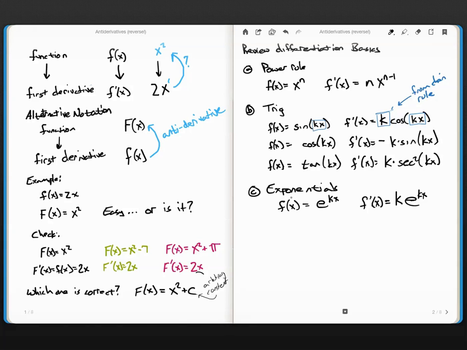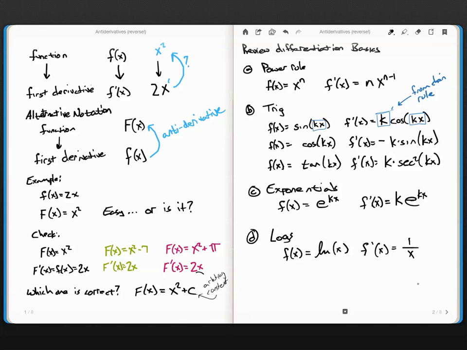Should we put logs in the same category? No, let's make it a separate category. We'll do D as logs. They're pretty close to exponentials, since they're inverse functions of each other. Like above, we'll stick with the natural log. If f of x equals the natural log of x, then we know that f prime of x will equal just 1 over x. All right, so these are our basics.